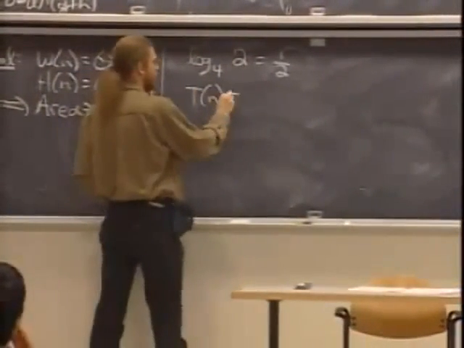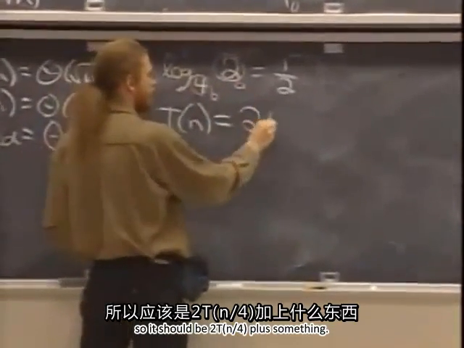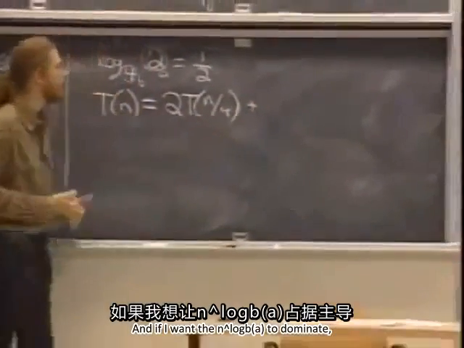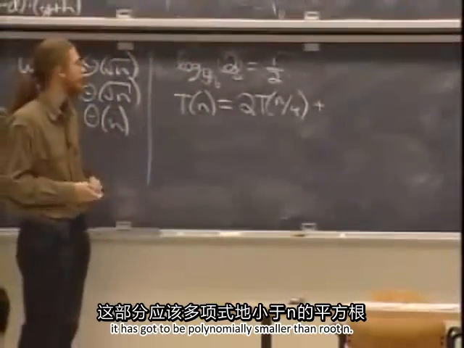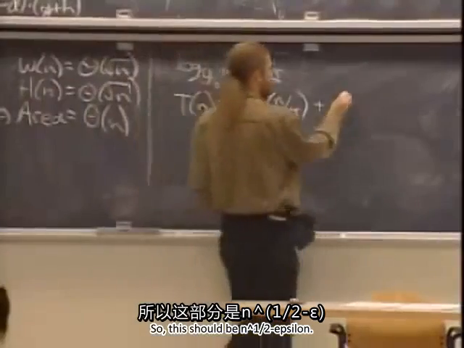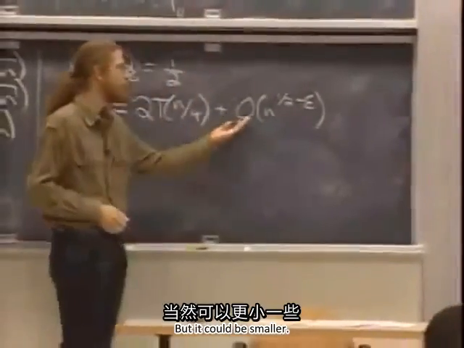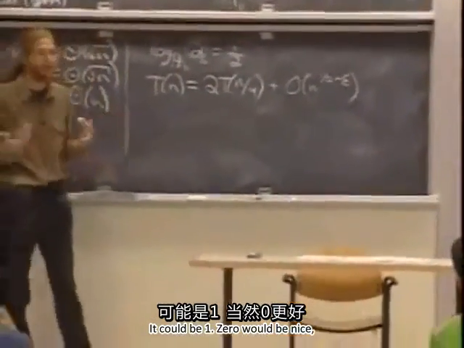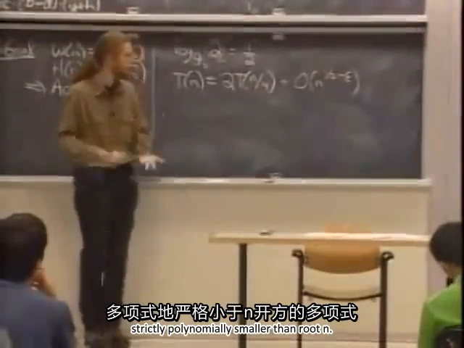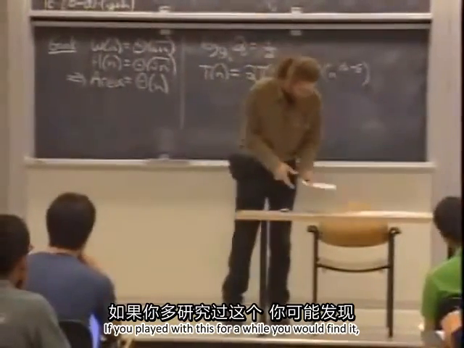Well, T of n would be, now get this right, this is b, this is a. So it should be 2 times T of n over 4 plus something. And if I want the n to the log base b of a to dominate, it's got to be polynomially smaller than root n. So this should be n to the 1/2 minus epsilon for some epsilon. But it could be smaller. Could be 1. Could be 0 would be nice, but that's probably too much to hope for. So something strictly polynomially smaller than root n. Okay, that's our goal. And now comes the magic.